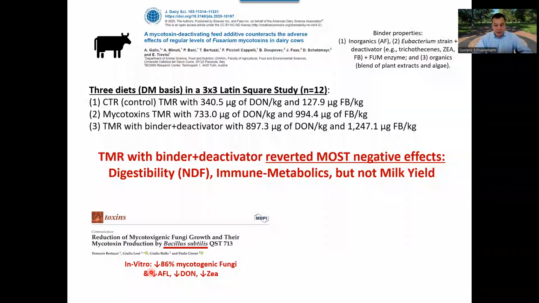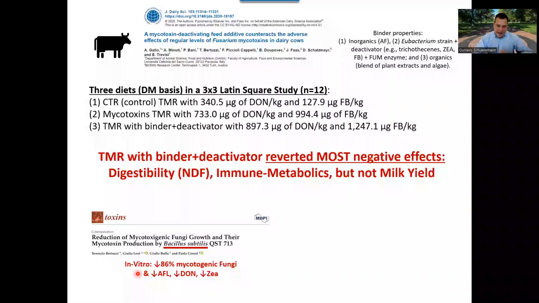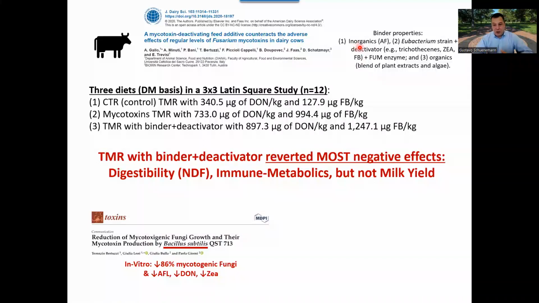It has a profound inhibitory effect. But also the most important is that it reduces the production of these mycotoxins. A number of other binders are in a way similar to this. So it's a combination of inorganic, organic, and some of these bacteria, right? And we've seen in the field that it has a very, very good response when it comes to cattle performance.